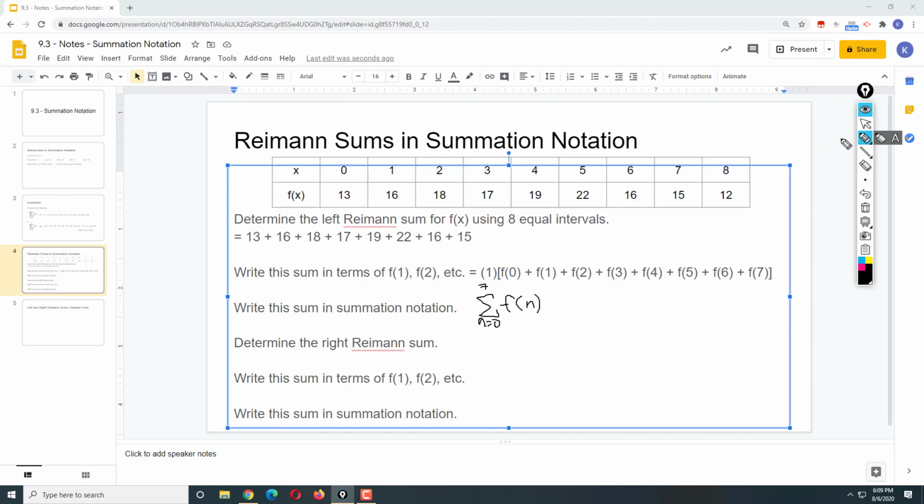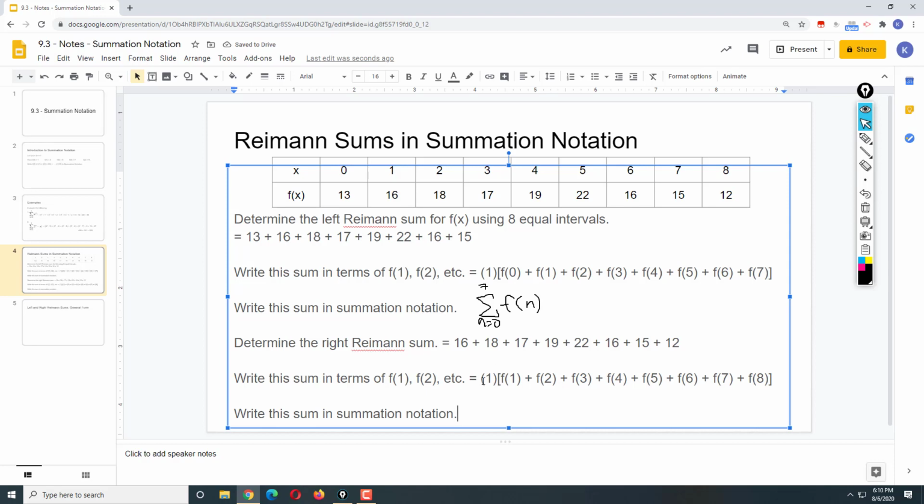What about the right Riemann sum? Well, with the right Riemann sum, we don't start with f of 0. Everything else is the same except that we start with f of 1. And then plus f of 2, plus f of 3, plus f of 4, plus f of 5, plus f of 6, plus f of 7, plus f of 8. Because, for example, for the interval 0 to 1, the right Riemann sum uses f of 1 to evaluate. If we were to calculate that, that would be 16 plus 18 plus 17 plus 19 plus 22 plus 16 plus 15 plus 12 from the table.